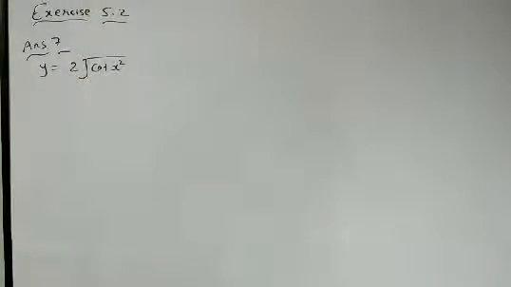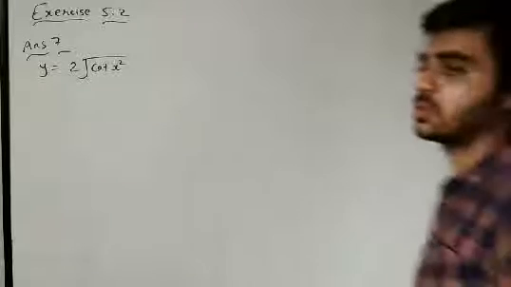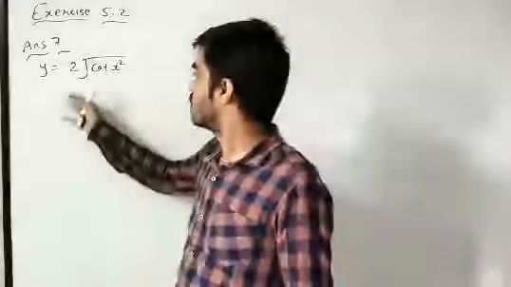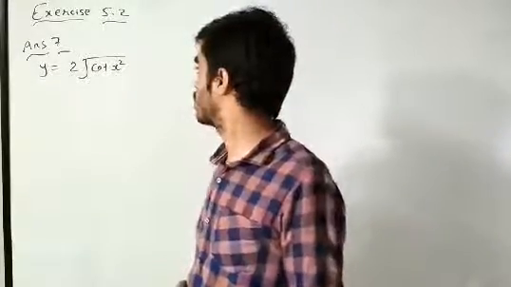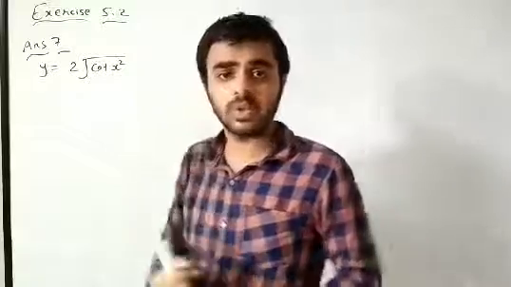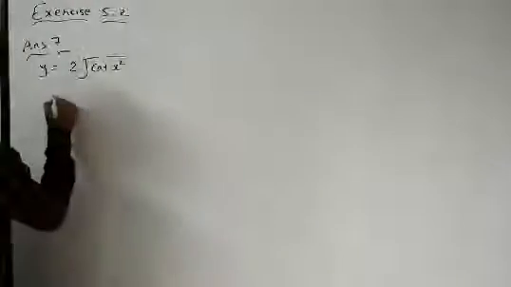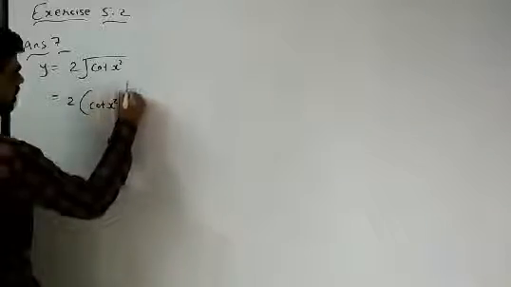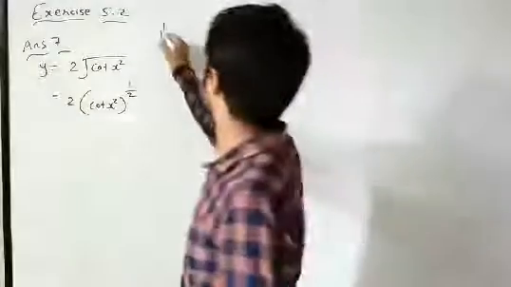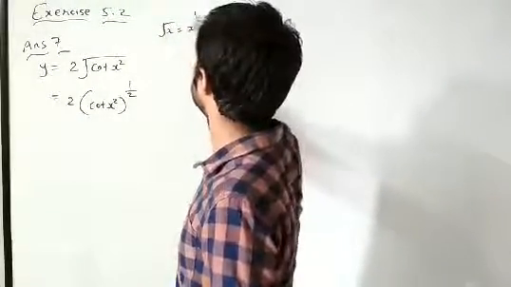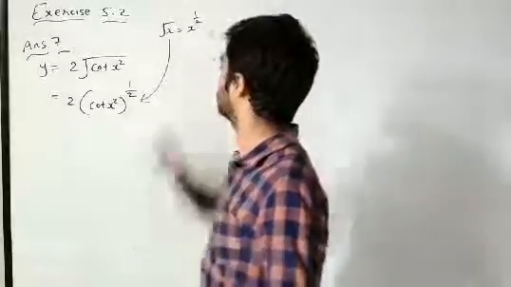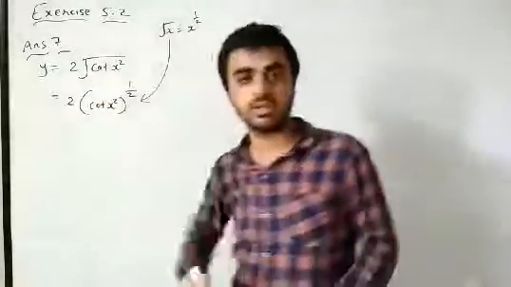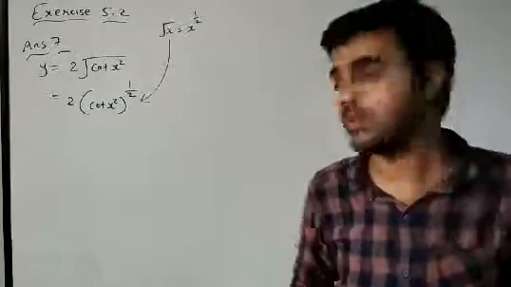Now after this, what you are supposed to do: y is equal to 2 times under root of cot x square is there. So here, can we write it as 2 times cot x square whole raised to half? Right? Under root x is equal to x raised to half. The same way I have applied here. Under root of cot x square means cot x square raised to half.